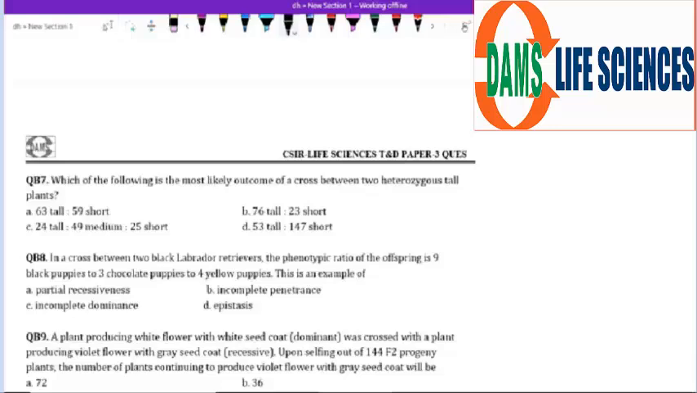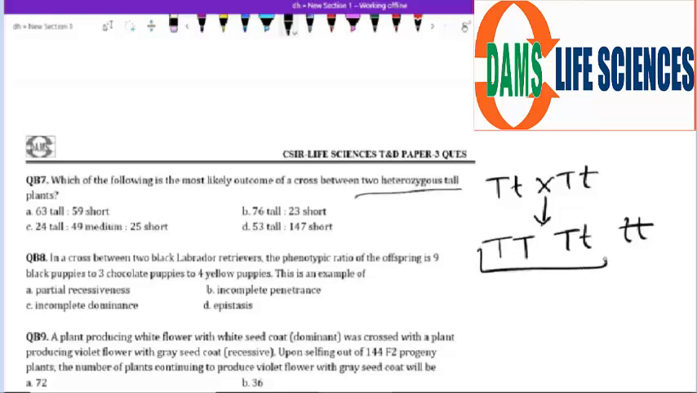It says that two heterozygous tall plants. It means we are talking about capital T small t crossed with capital T small t. When we cross these two plants, then obviously in the next generation we will get capital T capital T, capital T small t, and small t small t. These would be tall, these would be short. Ratio would be 3/4 to 1/4.